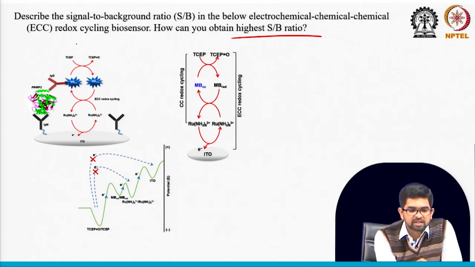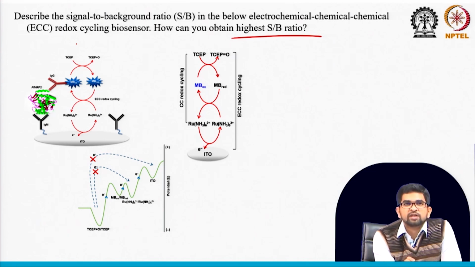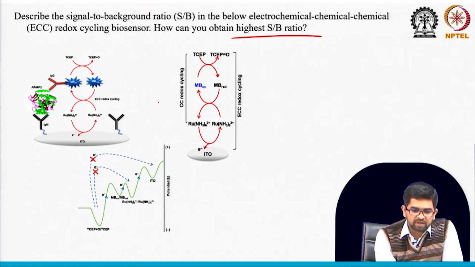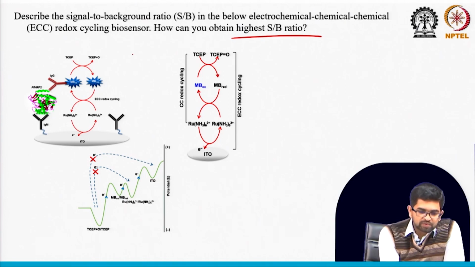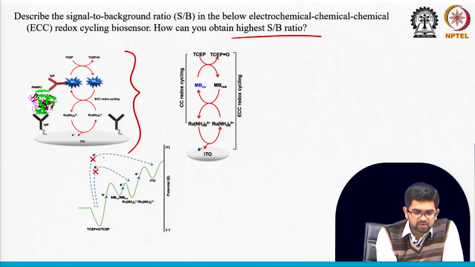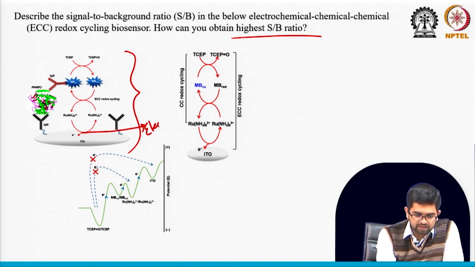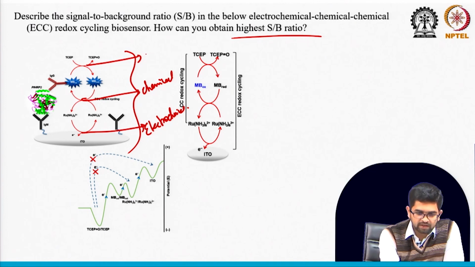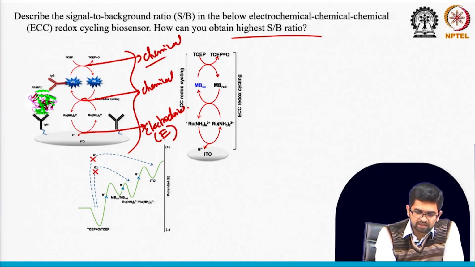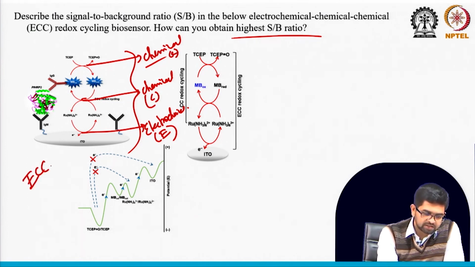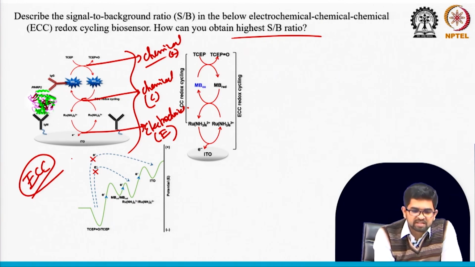So the first question: describe the signal to background ratio in this electrochemical chemical redox cycling. If I give you this kind of diagram, you already understand, right? Here are the electrochemical reactions, electrochemical, and here a chemical reaction, and here another chemical reaction. So this is E, C and C. That's why it is ECC redox cycling. It is very much clear.